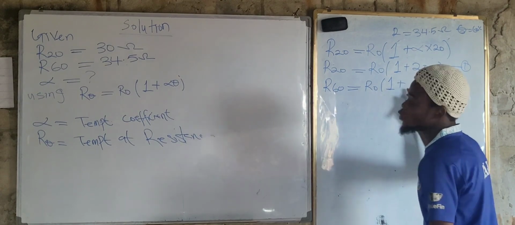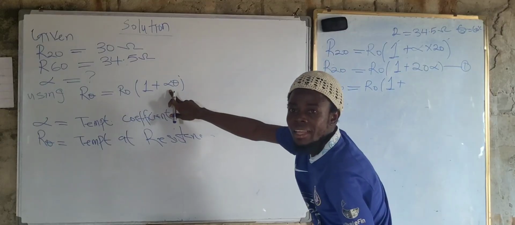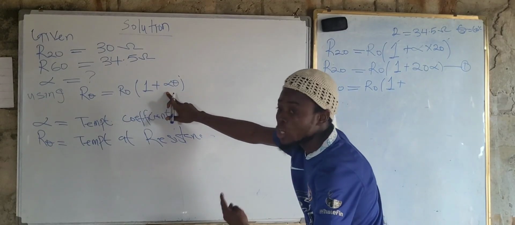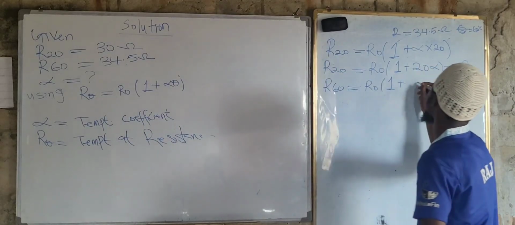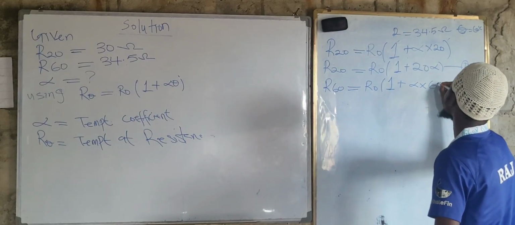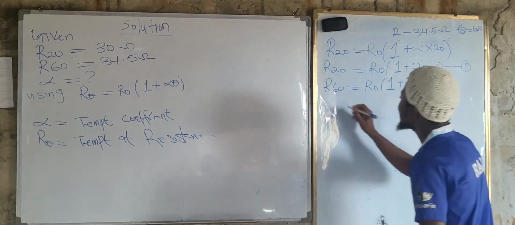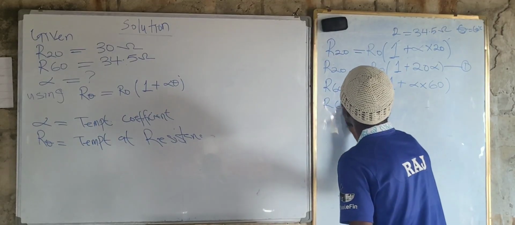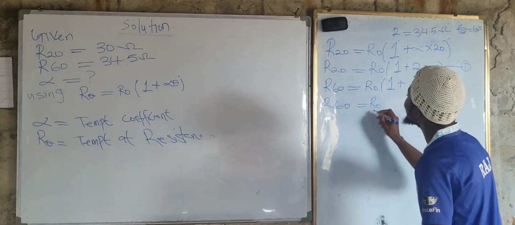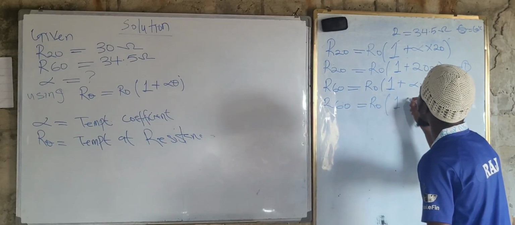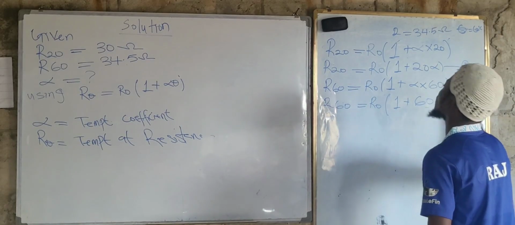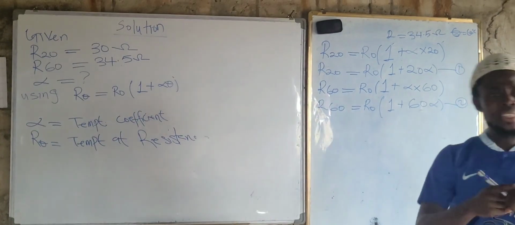Plus, next what we have? Alpha, right? Alpha is the temperature coefficient, and that is what we are asked to find. So we bring alpha multiplied by the temperature. Theta is 60. So R60 is now equal to R0 into 1 plus 60 alpha. Call this equation 2. Hope it is clear now, right?